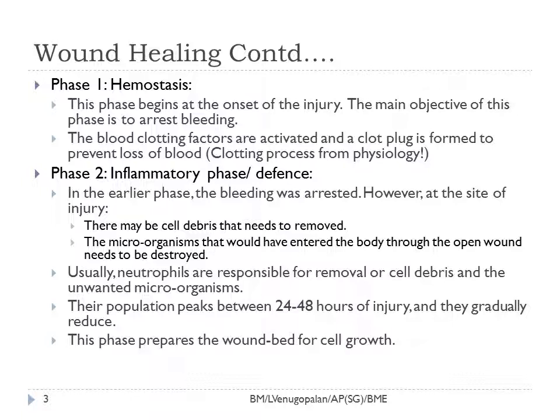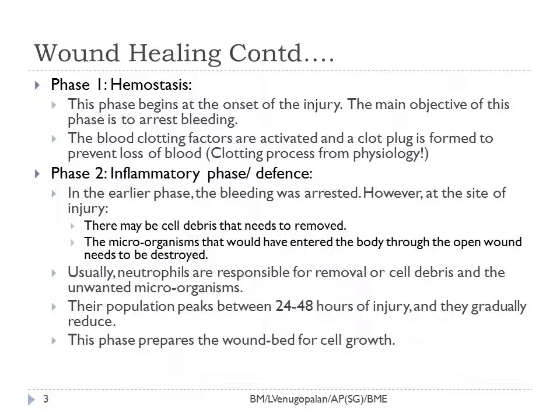The second phase is the inflammatory or the defense phase. Now that the bleeding is arrested, the next stage would be to fight infection. While making an incision, you are opening the wound. No matter how sterile your instruments are, the body surface itself has quite a lot of microorganisms in it. There is a very good chance that the surgical site might get infected from the microorganisms present on the surface of the body.